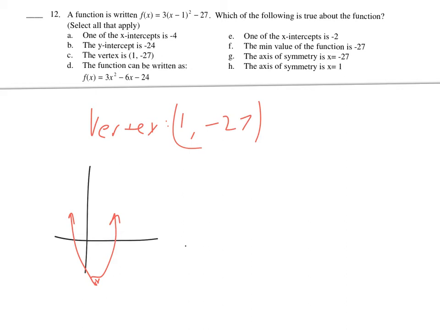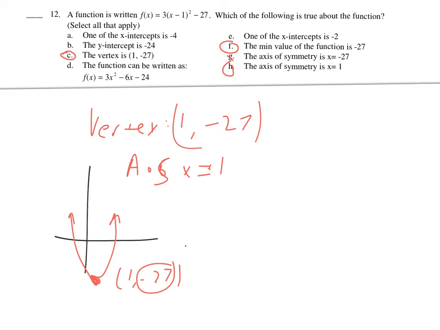So let's see, axis of symmetry I can do next. Axis of symmetry is always x equals the x value of the vertex. So in this case, x equals 1. So I'd say H is correct and G is not. Oh, I also see that this vertex is correct. All right, and then next up, I would probably find the max or the min value. And so you can see the lowest point here at 1, negative 27 is the y value of the vertex, negative 27. So that one is correct.